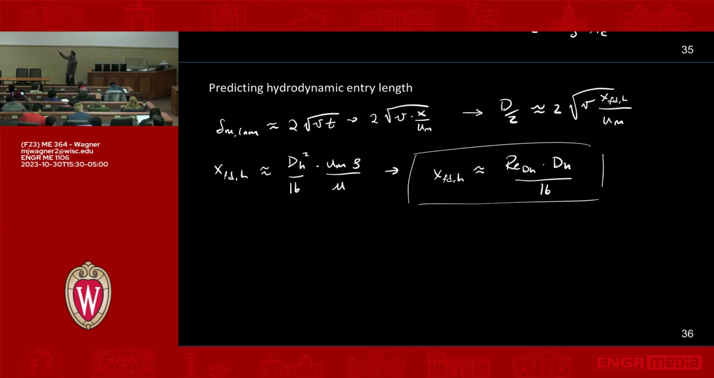So what you're going to want to do with this is eventually ask, how does that x_FD compare to the overall length that I'm modeling? If, let's say, x_FD is 0.1, and you're modeling a length of 100, you might say, well, I don't even care about the entry region. I know things are changing there, but it's not important. If it's 0.1 and your total length is 0.11, then it's important, and you have to take it into account. So this is how you predict the entry.